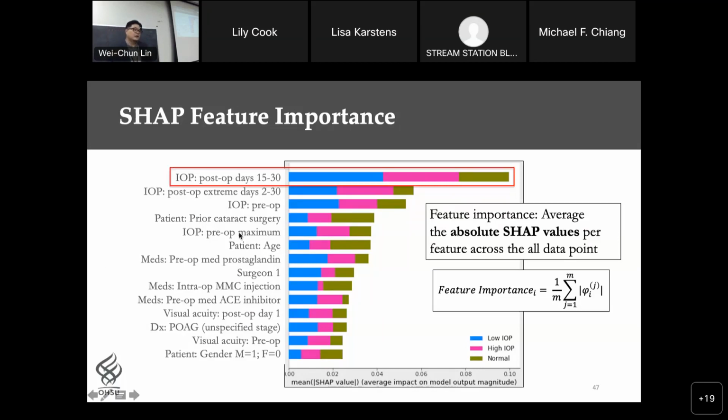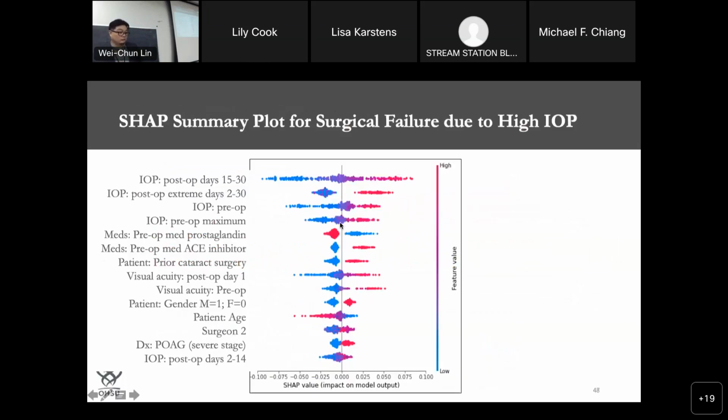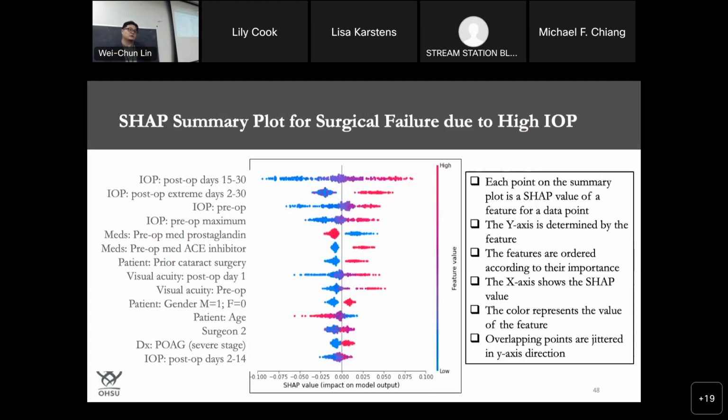The feature importance plot is useful, but how can we tell the effect of each feature for each class? We can use the SHAP summary plot. Here is the SHAP summary plot in our study for the surgical value due to high IOP. In the SHAP plot, each point is a SHAP value of a feature for a data point, and the y-axis is determined by the feature. The features are ordered according to their importance, and the x-axis shows the SHAP value. And the color represents the value of the feature.